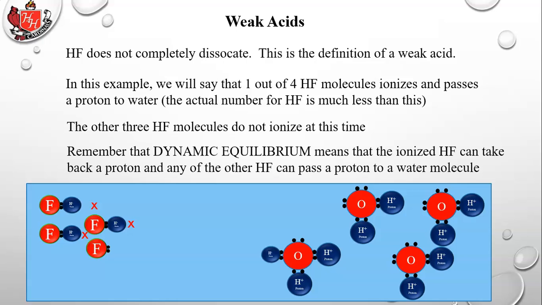So remember, dynamic equilibrium means that the ionized HF can take back the proton and any of the other HFs can pass the proton to the water. In other words, it's 1 out of 4, but it's not always the same 1 out of 4. That proton can jump back to that fluoride ion, then one of the other protons can jump over to another water molecule and then go back and go back. But on average, at any one time, it's 1 out of 4.